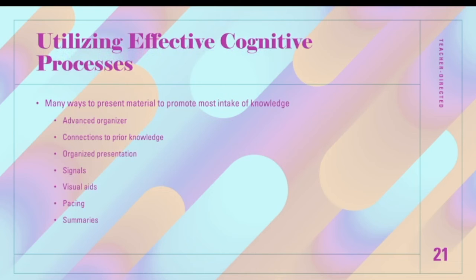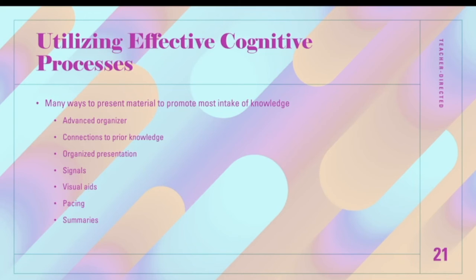So when you're utilizing effective cognitive processes, there's a couple different things that you can think about to promote that. An advanced organizer would be just kind of organizing the information, sometimes in a visual way. Connections to prior knowledge is what I just talked about, where you take something old and help them build on that with the new knowledge. So kind of taking that previous foundation and building a house with it.